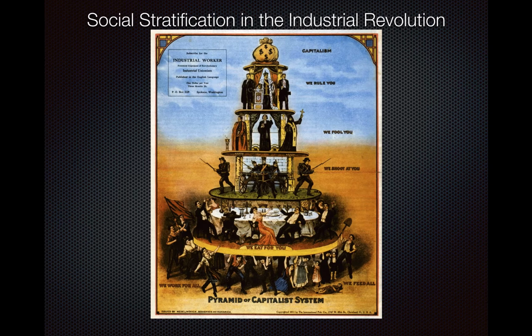And so essentially what happens in the Industrial Revolution is people get more socially stratified. You have people at the top who are making lots and lots of money, and then at the bottom you have people working really hard. Essentially what the French Revolution tried to overthrow happens again under the Industrial Revolution.